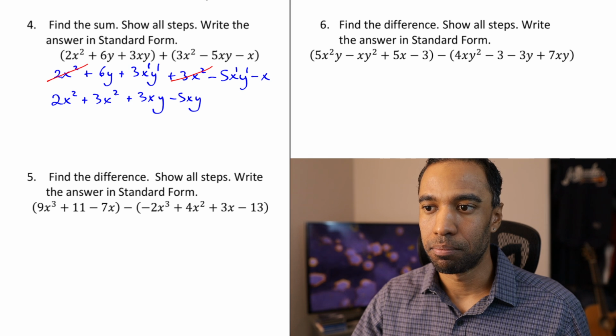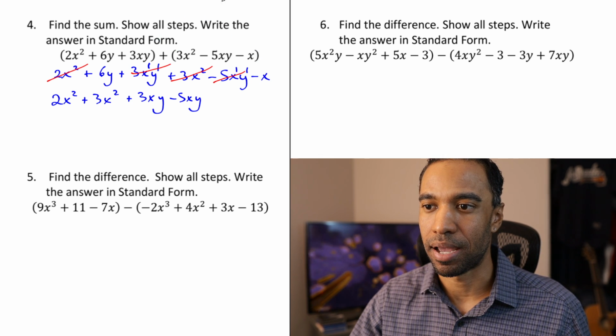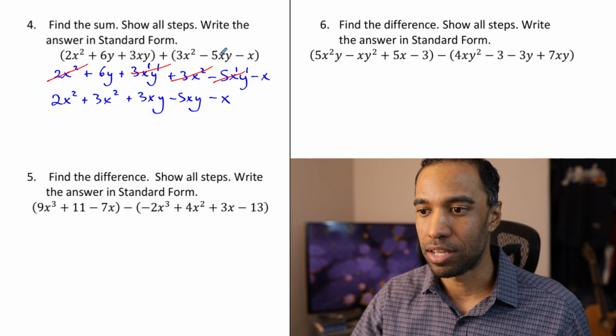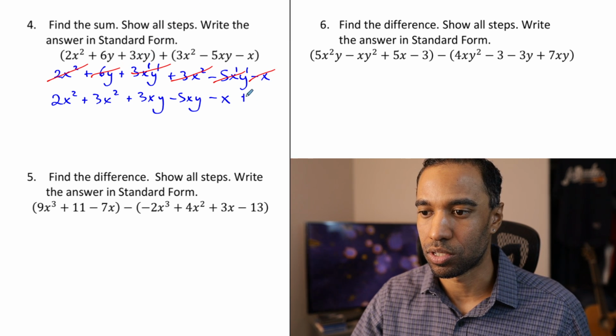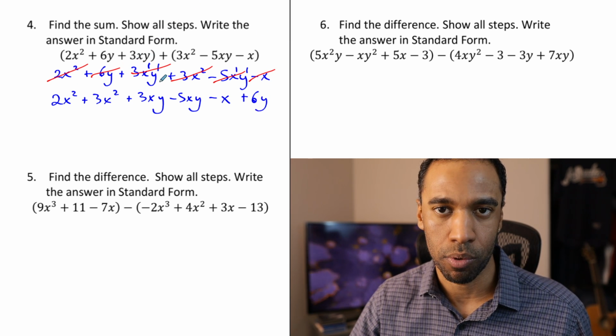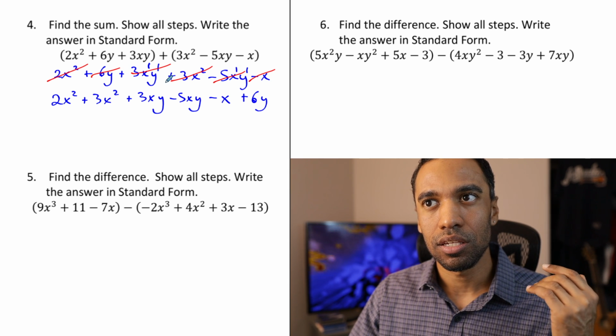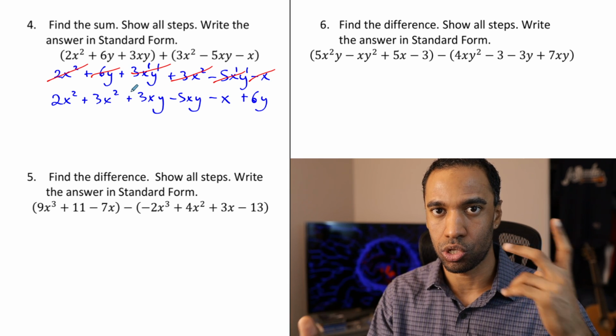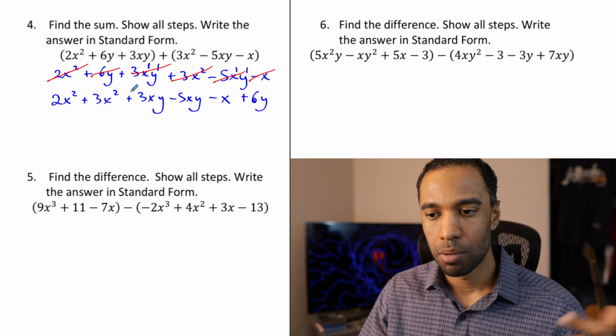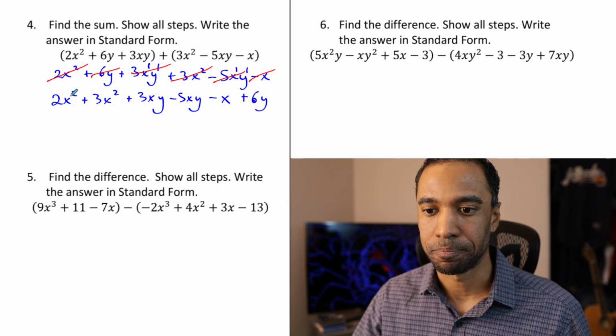Then I got an x term. Let me cross this out. Then I got an x term here, minus x. And then I got a y term over here, plus 6y, which looks like that. Now I'll tell you about the reason why I wrote it in this particular order. You can get away, if you're in my class, you can get away with writing things of degree 2 in either order. It's up to you. But I'll show you why I wrote it in this order, ultimately.